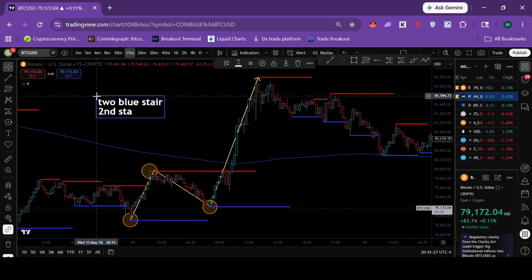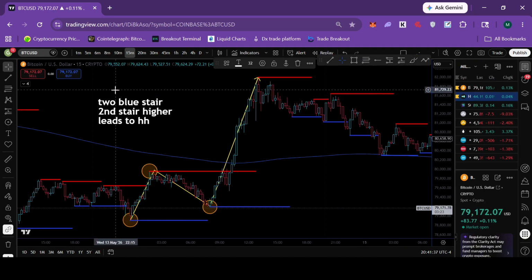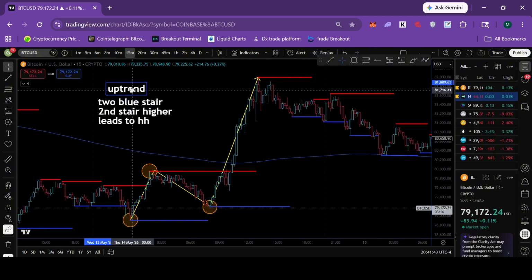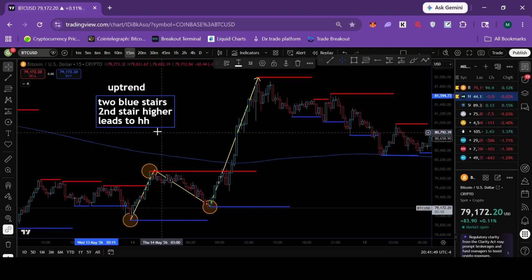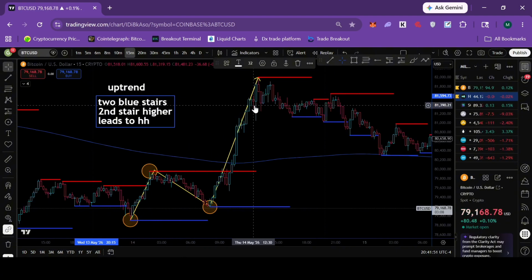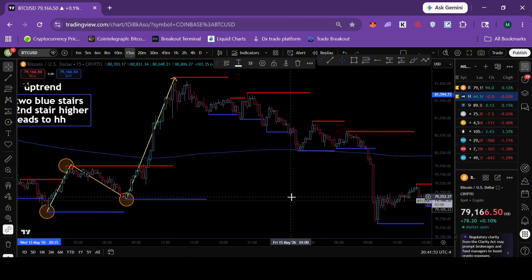second stair higher leads to, I'm going to abbreviate it, higher high, uptrend. All right, two blue stairs, second stair higher leads to higher high. Bam. You know you're in an uptrend.